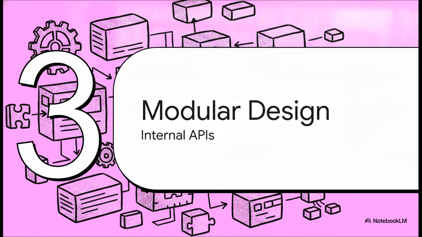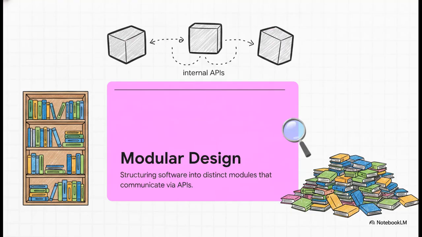All right, let's zoom in even closer to see what happens inside a single piece of software. Section 3, the power of modular design. So, modular design. It's really all about structuring software into distinct, self-contained modules. Think of it kind of like organizing books onto distinct, designated shelves rather than just throwing them all into a chaotic pile on the floor.